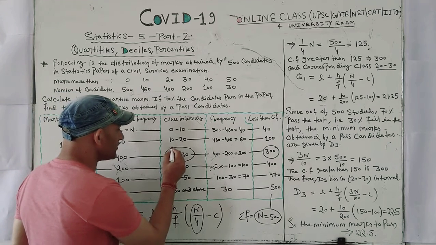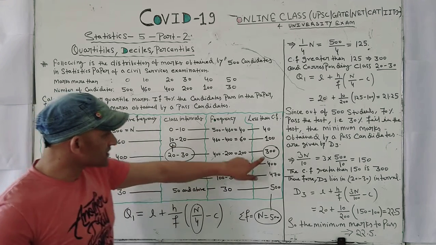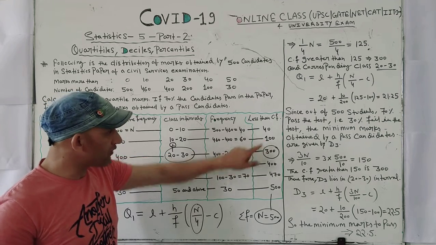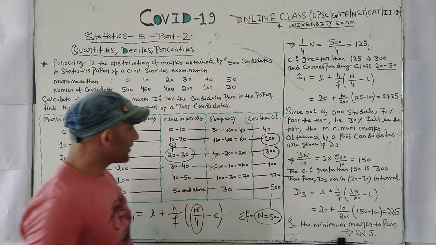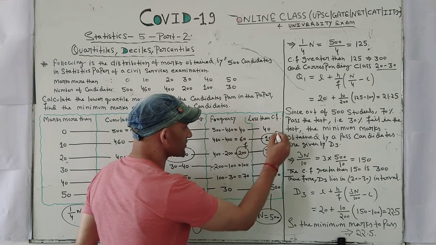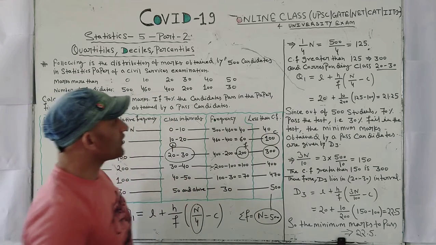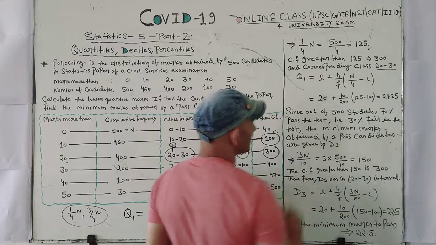So this is the least value, this is L, and just above value, above frequency, that is C. And this is frequency F. This is your F, this is your C. So now in this formula, Q1 is equal to L plus H upon F, n upon 4 minus C.